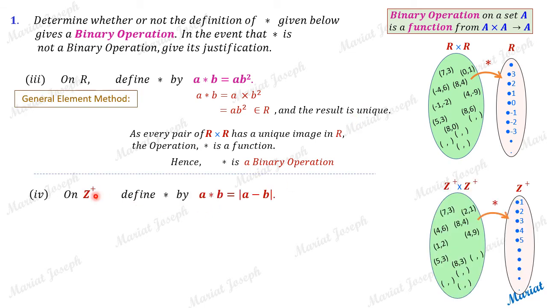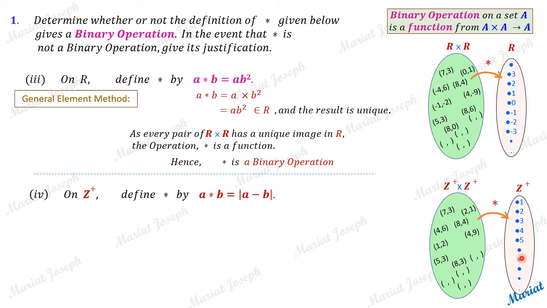Now let's go for another example where the set given is Z plus. Z plus means only positive integers, no fractions, no decimals, no negatives, not even zero. And what is the rule here? A star B is modulus of A minus B. So for any pair, say 7, 3, 7 is the first number, 3 is the second number. First number minus second number, 7 minus 3 is 4, and then take the modulus, that is 4.